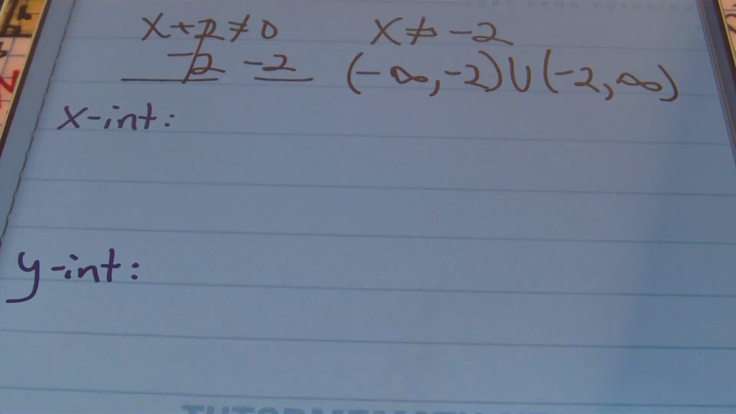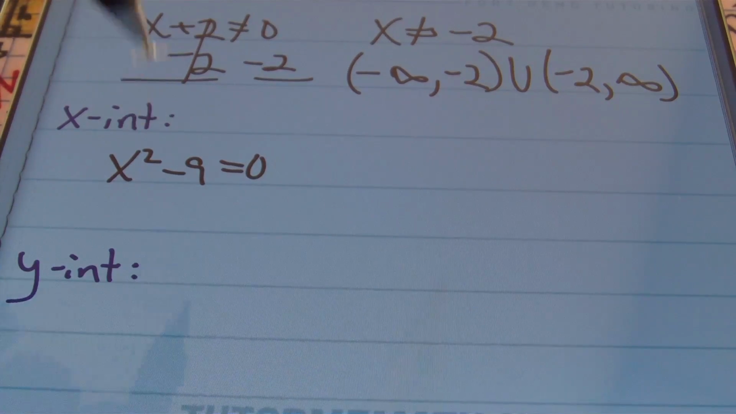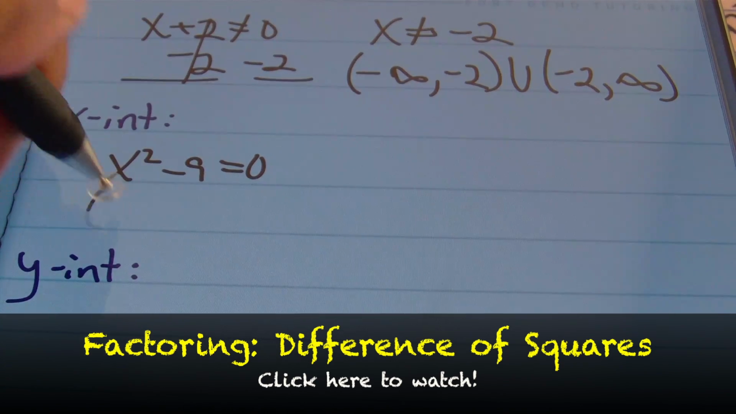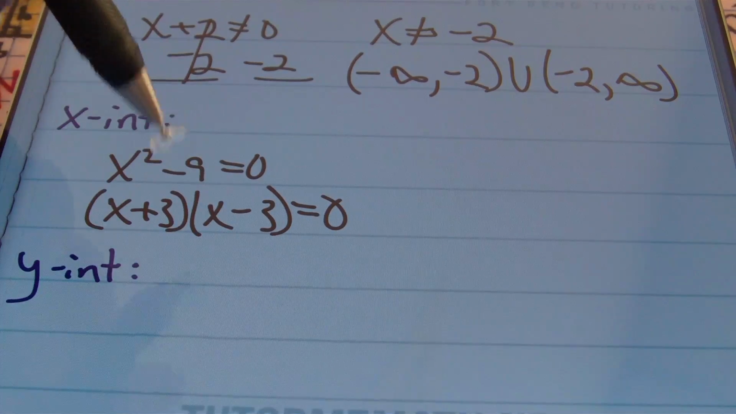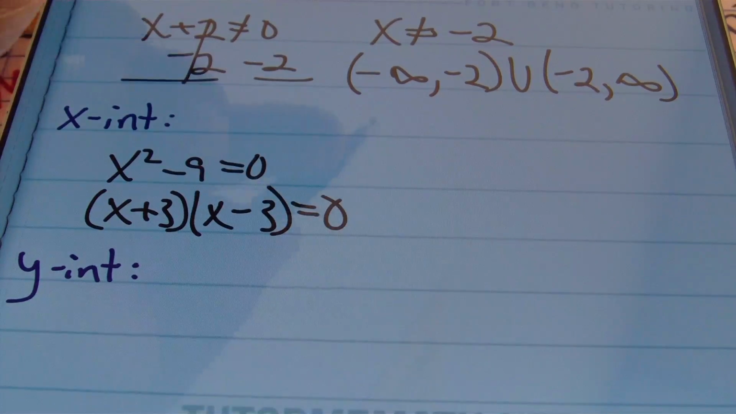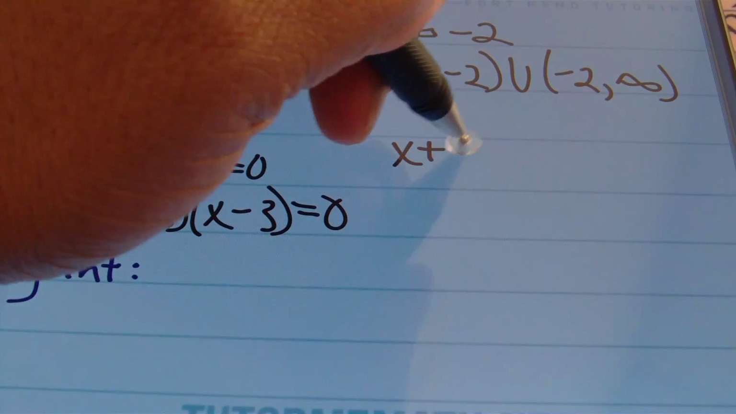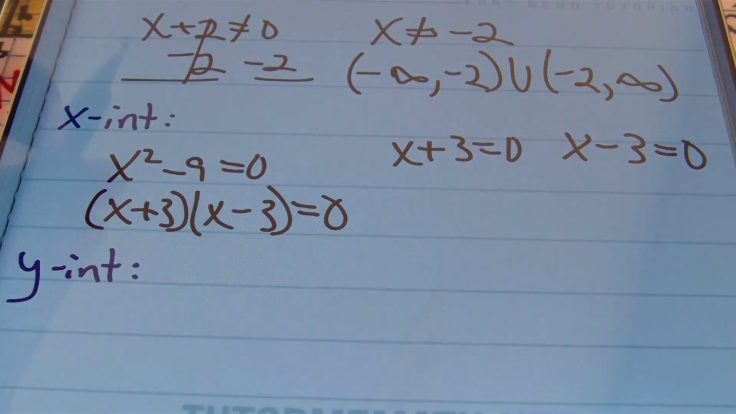Then the x-intercept. For your x-intercept, you'll be setting the numerator equal to 0 and solving for it. So we'll start off with x squared minus 9 equal to 0. Since we're dealing with a difference of squares, we can factor this. For those of you that needed help with factoring differences of squares, check out this video right here. So you'll end up with x plus 3 times x minus 3 equals 0, and then using the zero factor property, you can set each of these factors equal to 0 and solve for each. So I'll have x plus 3 equals 0, and I'll also have x minus 3 equals 0. Then I'll solve for each.